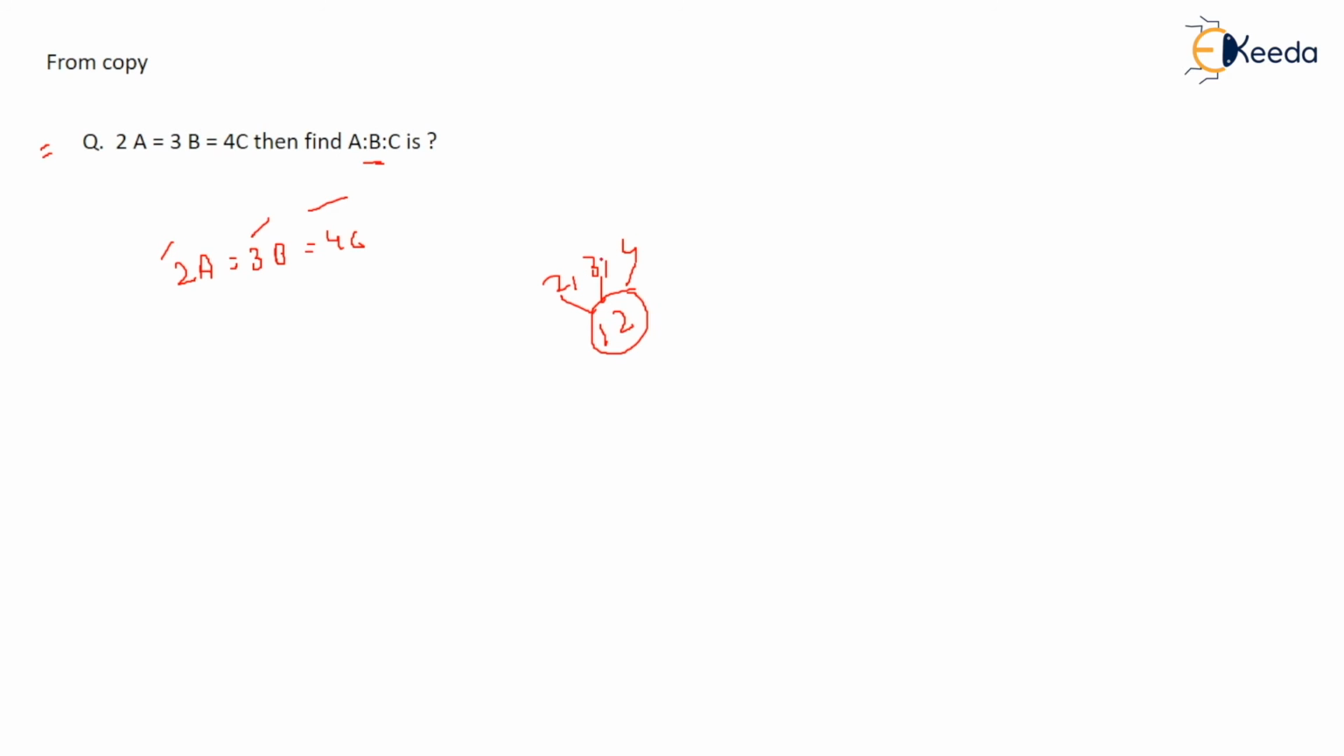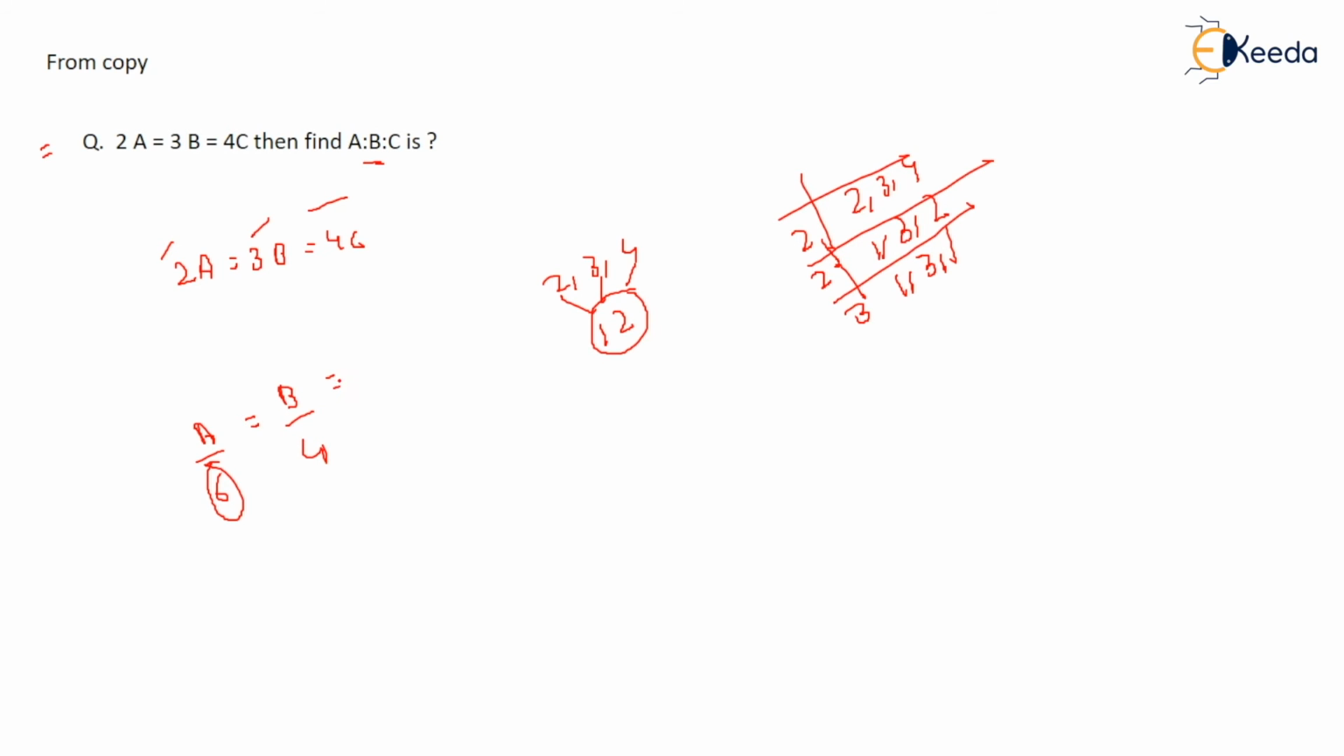You simply keep it like this and divide by 2. Okay, 1, 3, 2, simple. This comes out to be 3, 1, 3. So 4 into 3, 12. This comes out to be 12. After that, if you divide every number by 12, you get the values: a comes out to be 6, b comes out to be 4, and c comes out to be 3. So you get the values of a, b, c.